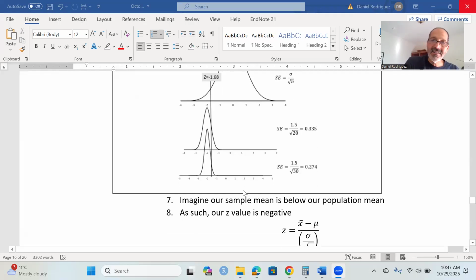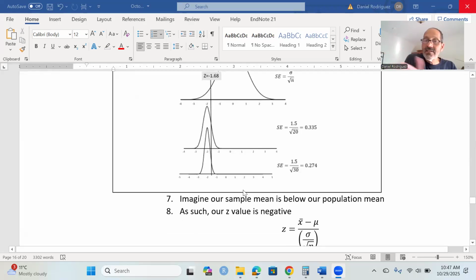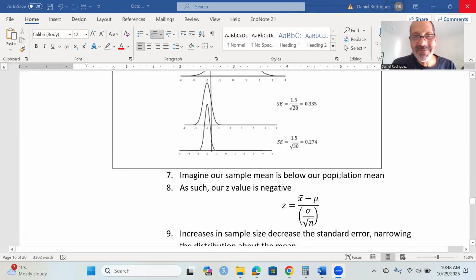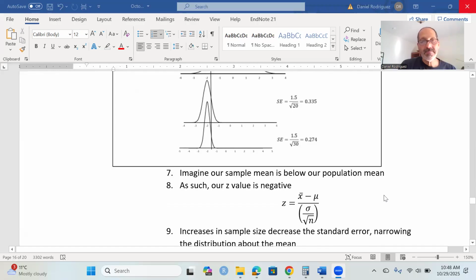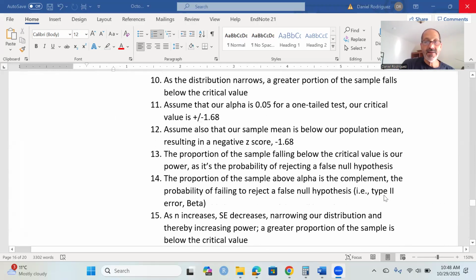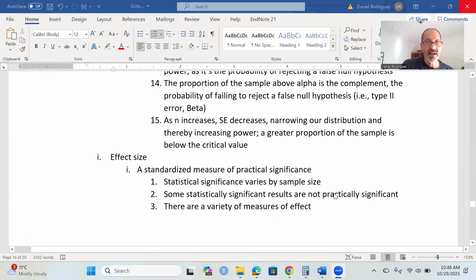Isn't that cool? That's why having a large sample size will result in more power. Okay, so that's really cool. Very, very nice. I don't really need to talk about any more of that.